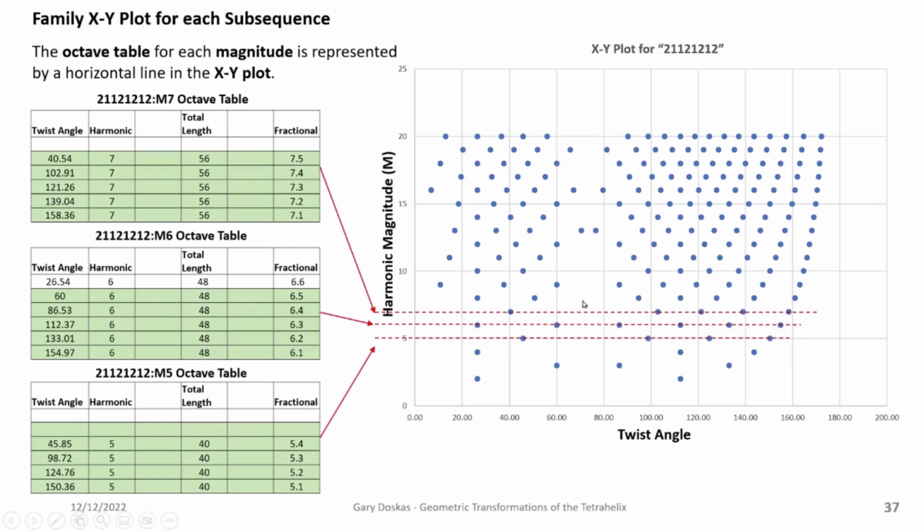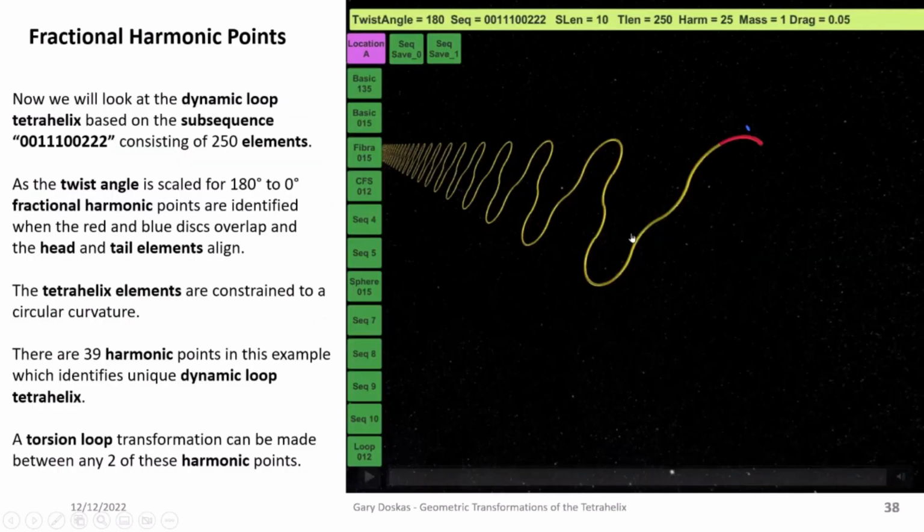So now I'm going to introduce a little bit more of a complex sequence. It's a 10-bit sequence of 00111, 00222. There's 250 elements in this tetrahelix. And I use this, say, for a data collection. I'm just going to scale the twist angle from 180 to 0 degrees. And at 180, it makes a straight linear wave in this case. And as I twist it down to 0, it resolves down to a small ring.